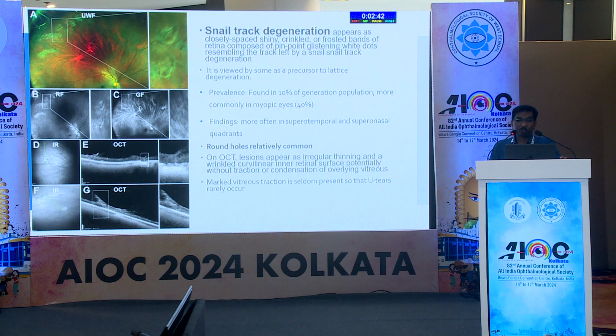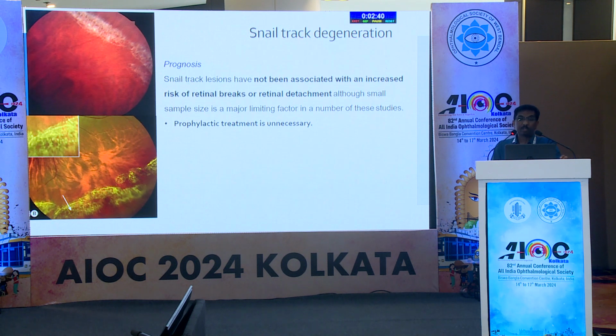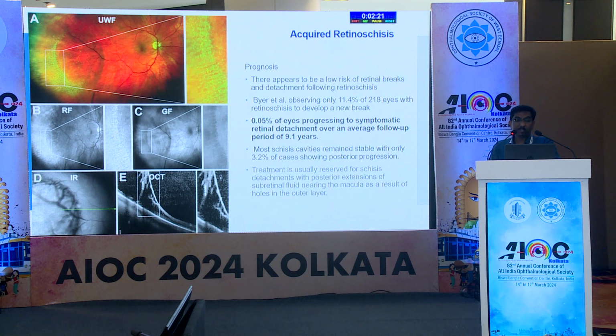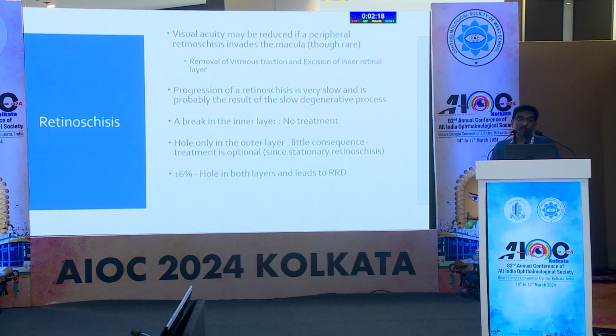In snail track degenerations, you may find small holes, but these are not associated with RD, and prophylactic treatment is not necessary in these patients. Again, when it comes to typical retinoschisis, these are usually shallow, while reticular ones are usually bullous and can extend beyond the equator. Here again, if you have a break in the inner layer, there is no treatment required. And 16% of these patients can have holes in both the layers and can lead to retinal detachment.